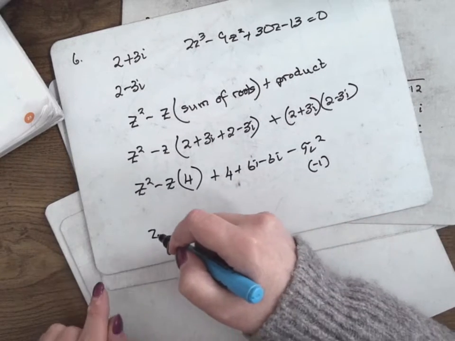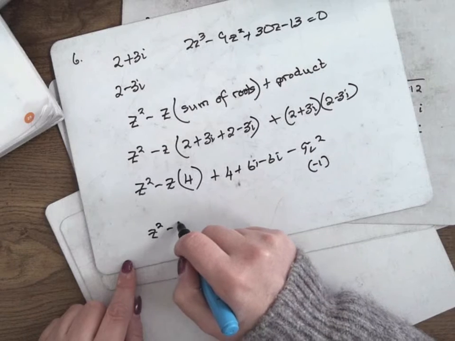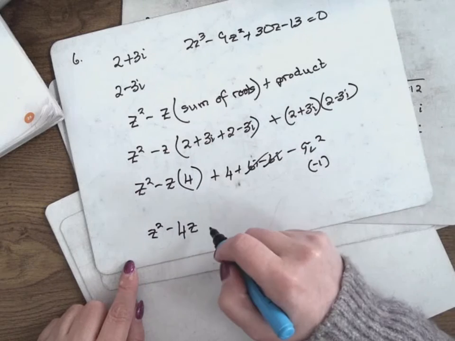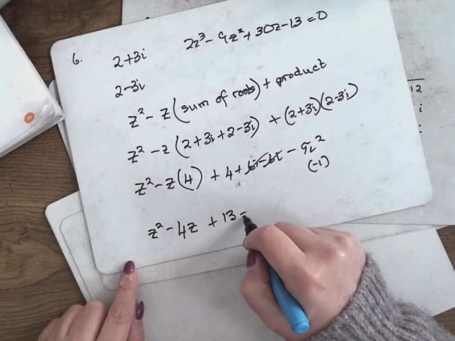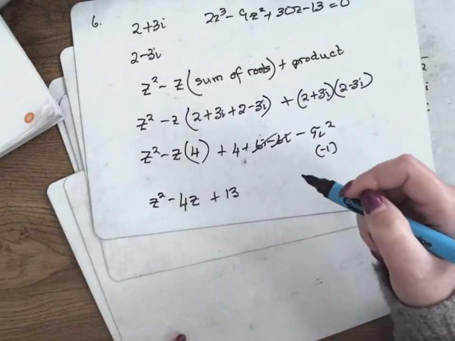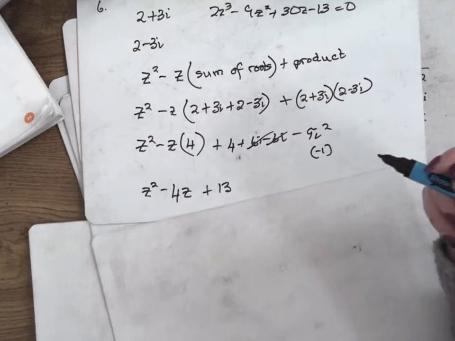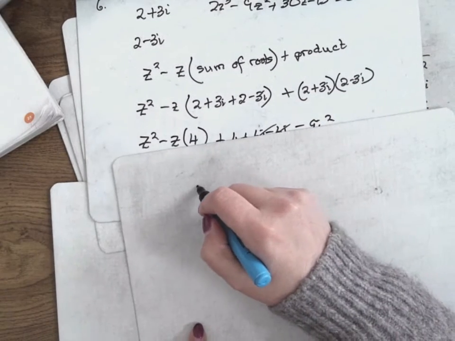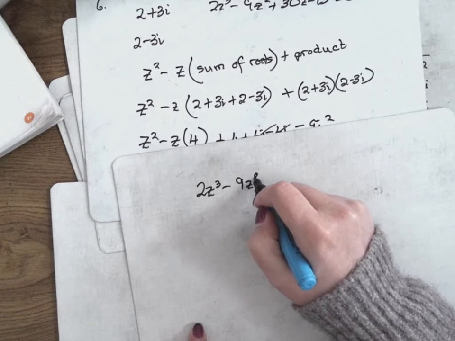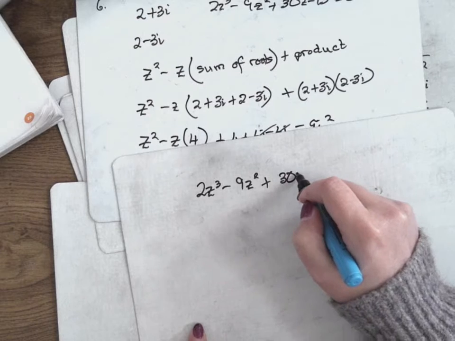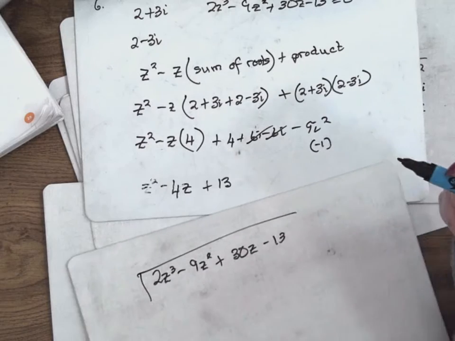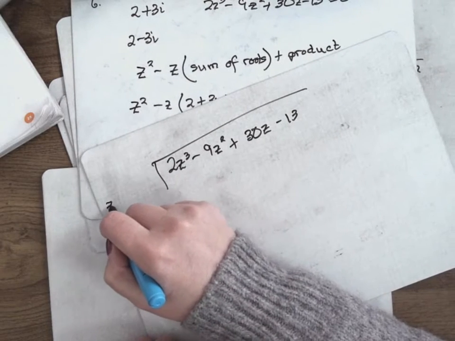Okay, it's back. Z squared minus 4z, and they cancel, that becomes a plus 9, so that's plus 13 equals 0. Okay, so then it's not equal to 0. Well, it is, it doesn't really matter. Okay, right, but what you do then is you take your cubic equation, 2z cubed minus 9z squared plus 30z minus 13. I'll do the division the way most of you like to do it, divided by z squared minus 4z plus 13.